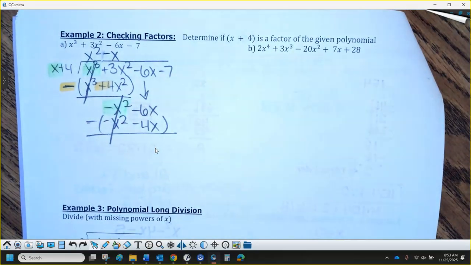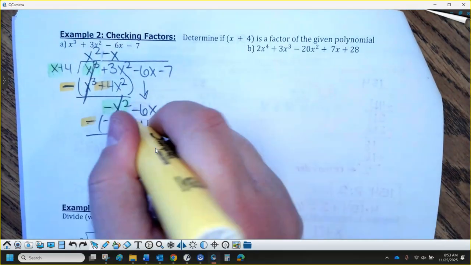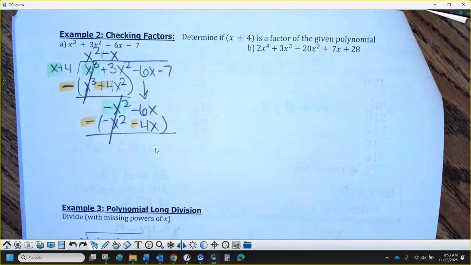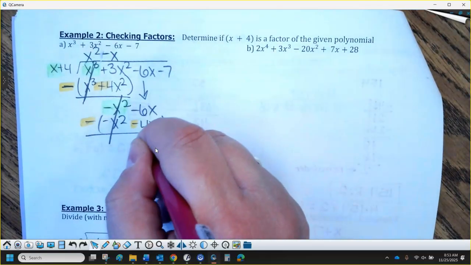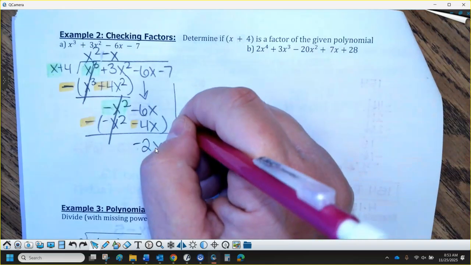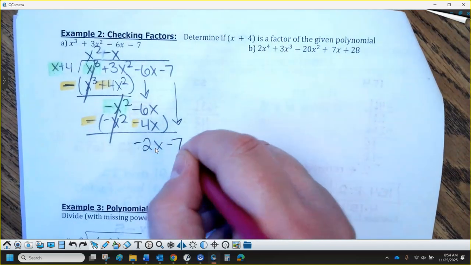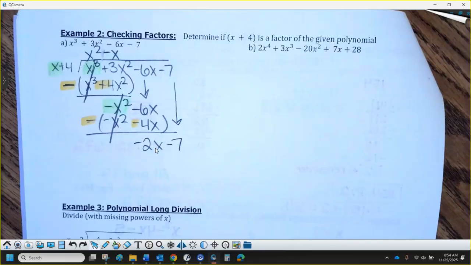This is negative 6 minus a negative 4. So it's really negative 6 plus 4, which is going to be negative 2x. Now, you guys might be able to tell right now whether or not you're going to have a remainder. I'm just going to keep going a little bit to show you. But if I'm going to have a remainder, my answer to this question is going to be no. If I don't have a remainder, then the answer to this question is yes.